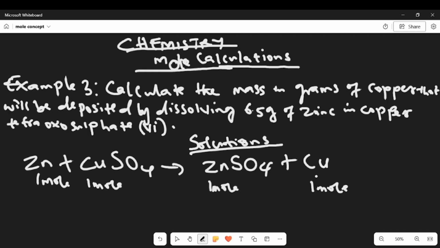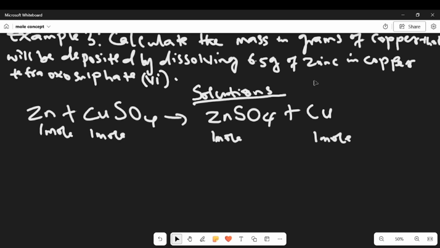Now go back to the question. The question says, calculate the mass in grams of copper that will be deposited by dissolving 6.5 grams of zinc in copper tetraoxosulfate VI. So we are to calculate the mass of copper that will be deposited. Do you understand? Mass of copper that will be deposited by dissolving 6.5 grams.